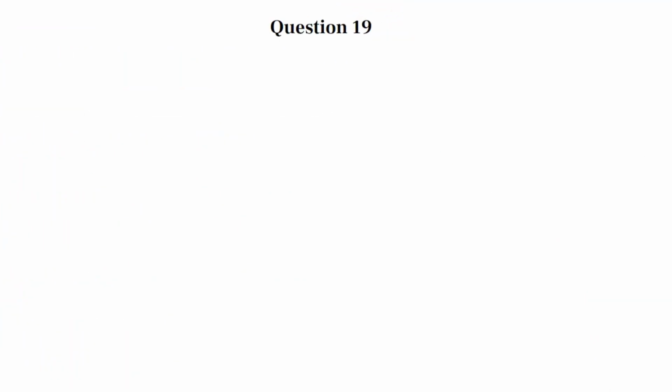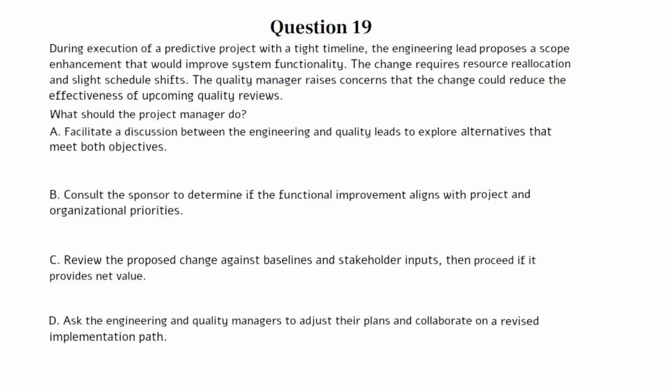Question 19. During execution of a predictive project with a tight timeline, the engineering lead proposes a scope enhancement that would improve system functionality. The change requires resource reallocation and slight schedule shifts. The quality manager raises concerns that the change could reduce the effectiveness of upcoming quality reviews. What should the project manager do?